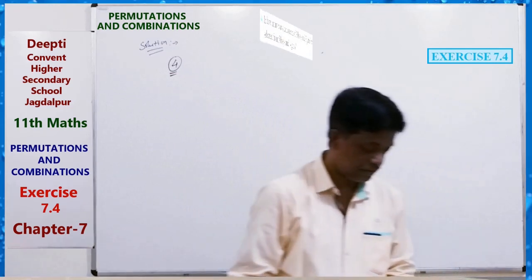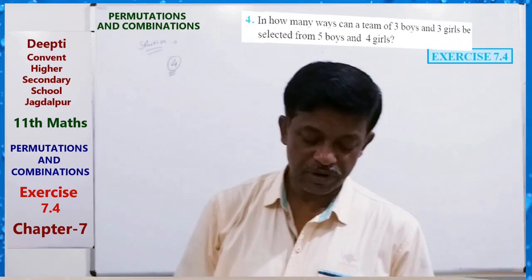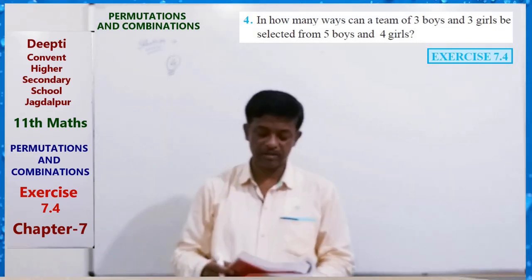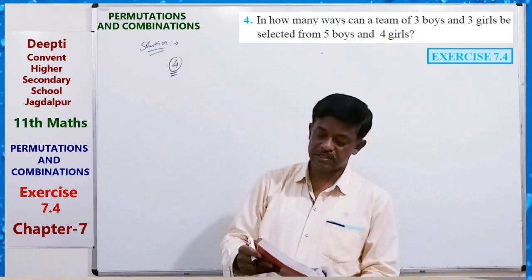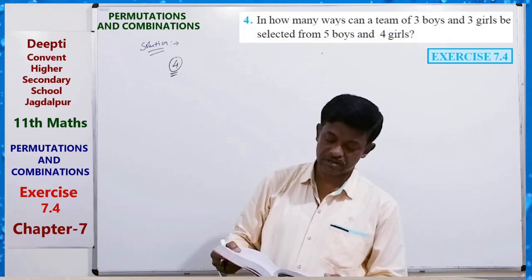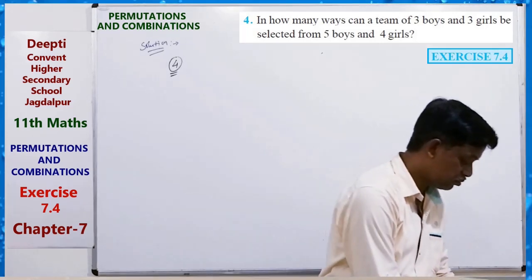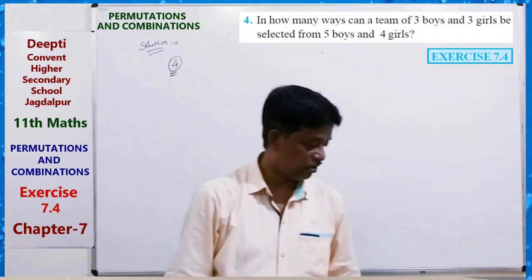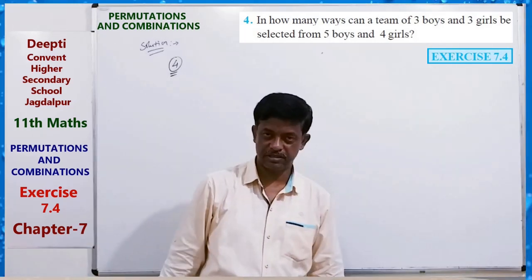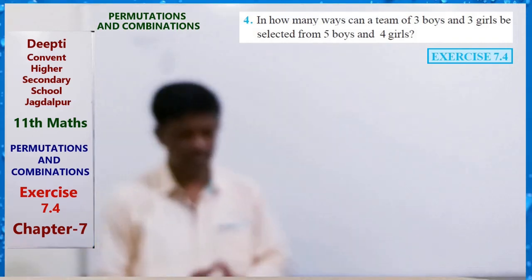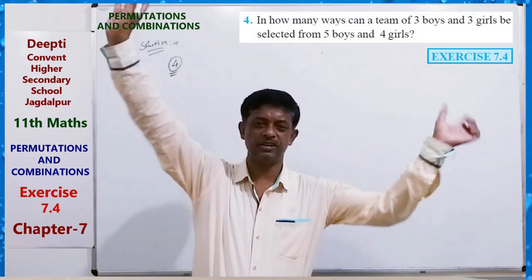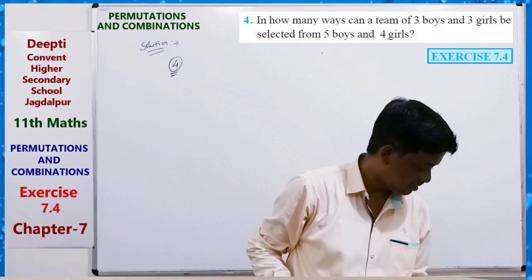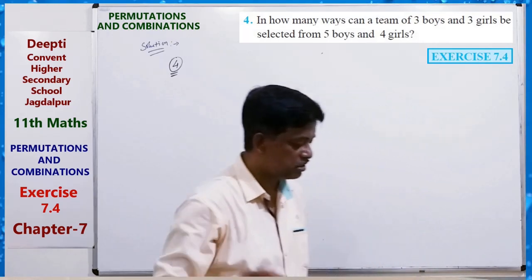Question 4 is: in how many ways can a team of 3 boys and 3 girls be selected from 5 boys and 4 girls? We just have to make a team of 3 boys and 3 girls from 5 boys and 4 girls. Only selecting matters, order does not matter.